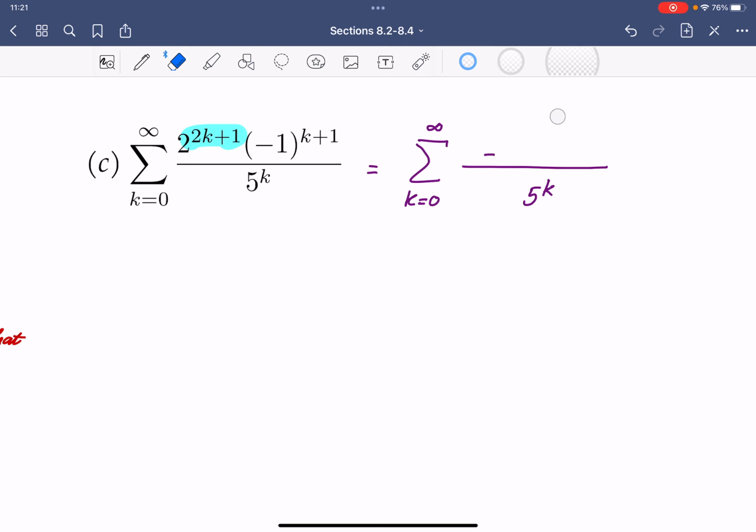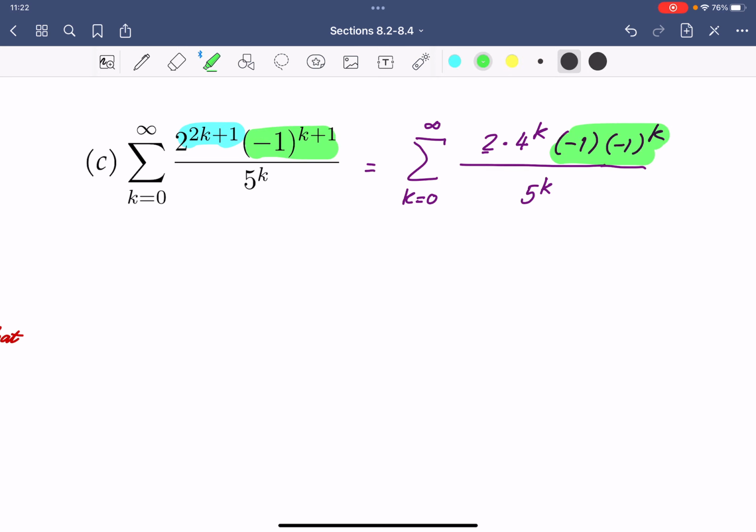Okay. It's actually 2 to the 4 to the k. Okay, that's the first one. And then the next one, negative 1 to the k minus 1. It's negative 1 times negative 1 to the k. Is that okay? So this is negative 1. So negative 1 to the k minus 1, this is not easy to deal with.